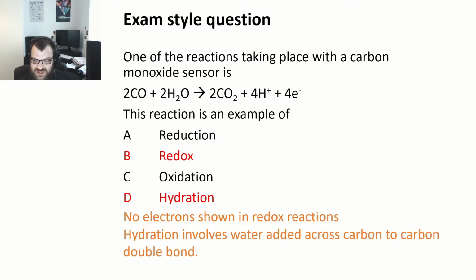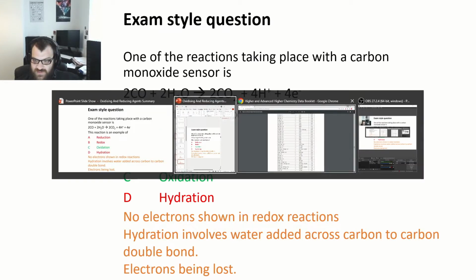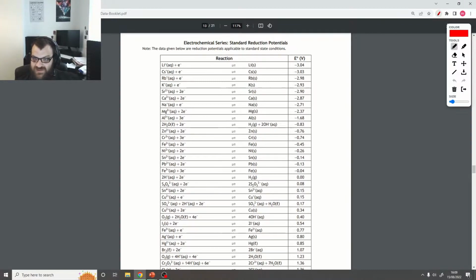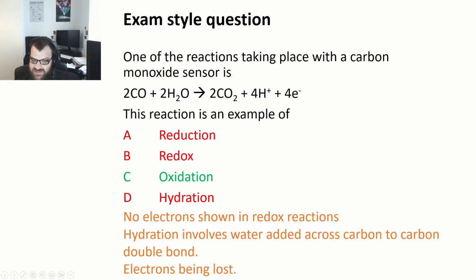If we look at where the electrons are placed, this is showing that electrons are being lost. Therefore, this is going to be oxidation. What you could also do, if it's going to make life easier, is look on page number 13. These are all reductions, and the electrons are on the left-hand side, but our example has the electrons on the right-hand side. Therefore, it is an oxidation reaction.